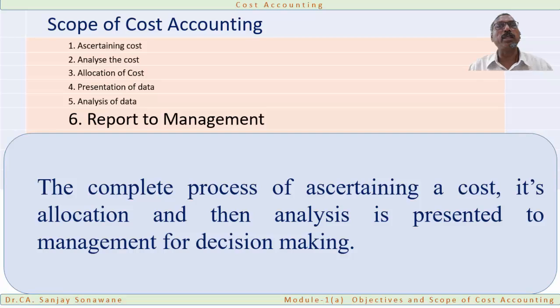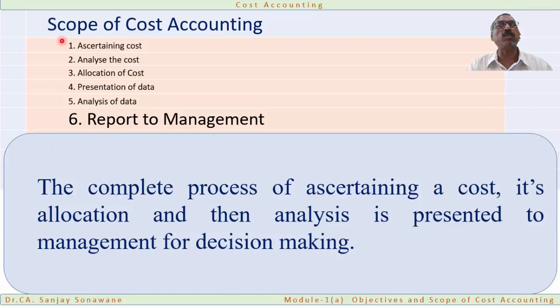Now next one is report to the management. Obviously, in the first five parts the role is mainly of the cost accountant. Now they are coming to the management, those who may not be experts in cost accounting, those who are decision makers, those who are the owners of the company, those who are the managers of the company. Now what they will do: the complete process of ascertaining cost, allocation and then analysis is presented to the management for decision making.